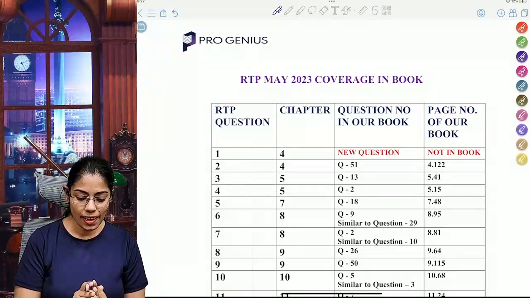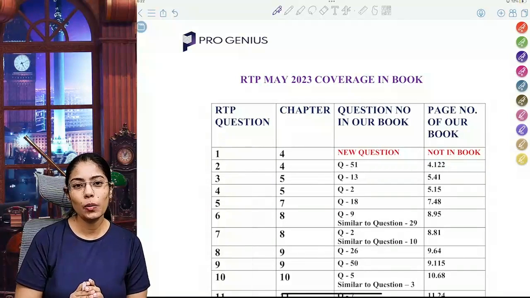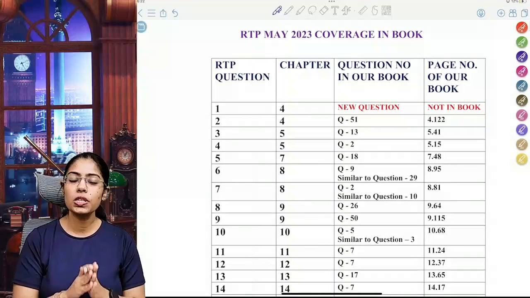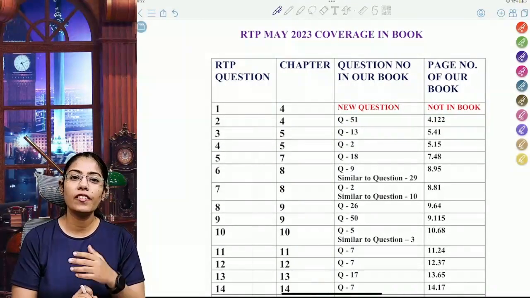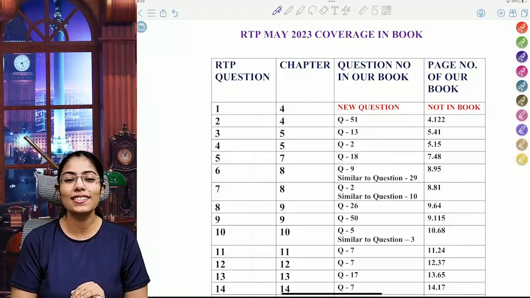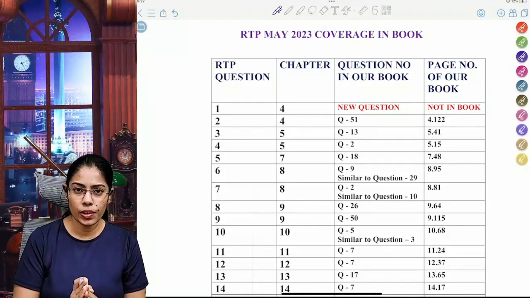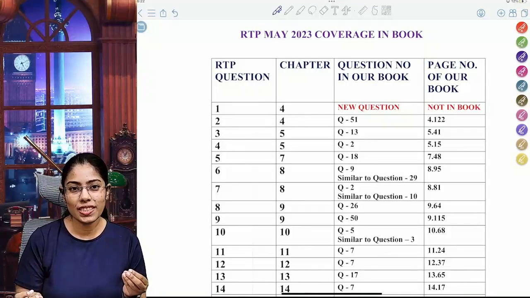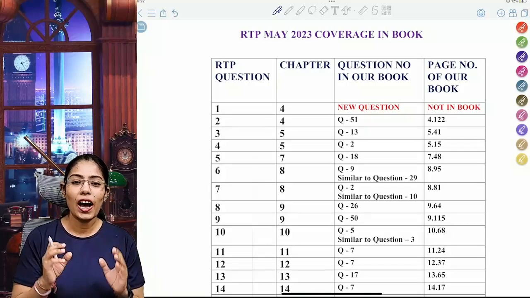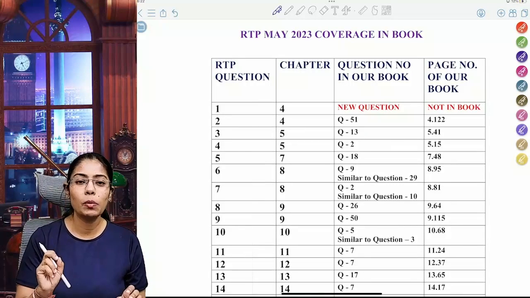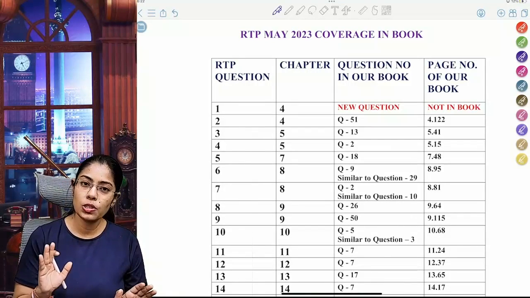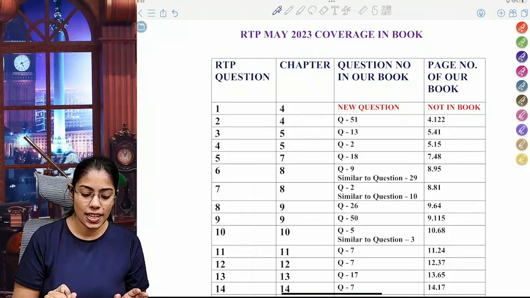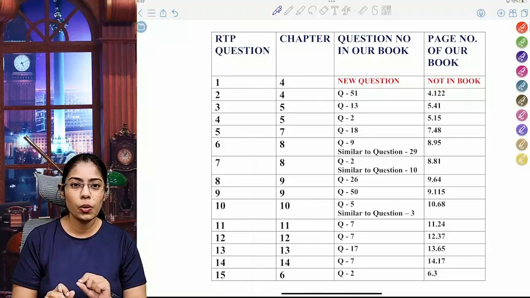ICAI has released the RTP, so we will have a quick look at the RTP coverage. If you have covered the questions from the question bank, or attended the 6 days masterclass, or done the revisions already uploaded, you don't have to worry about the coverage in the RTP. You have covered all the questions except one. All the questions of the RTP are covered in the book, the 6 days masterclass and the revisions. So only one new question is there.